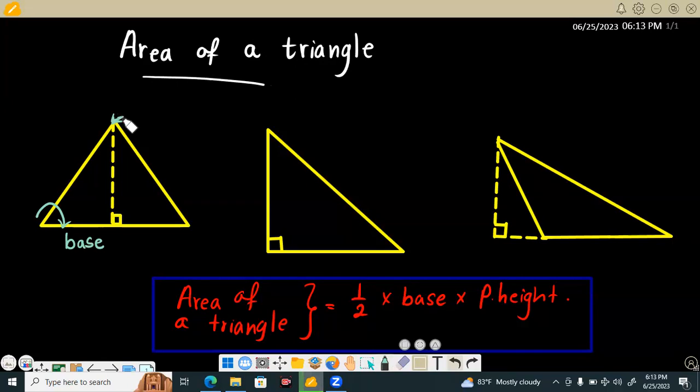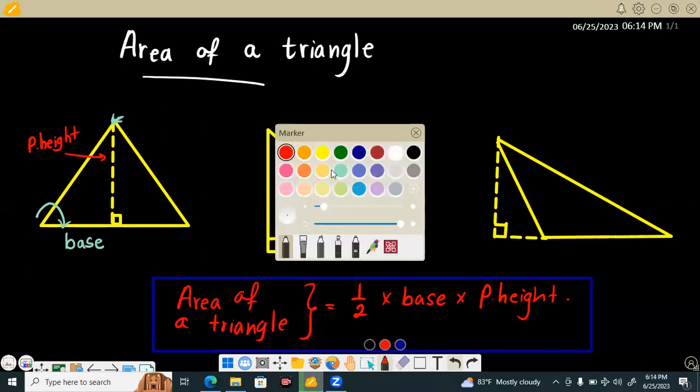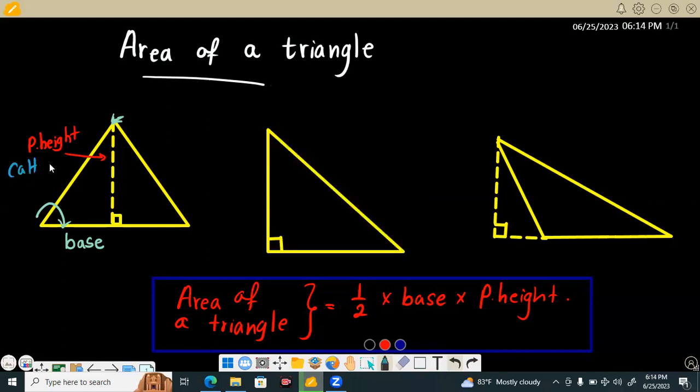Okay? The perpendicular which is drawn from the opposite vertex to the considered base is called the perpendicular height. Okay? This is the perpendicular height. And another name that is given for this perpendicular height is altitude. Okay.